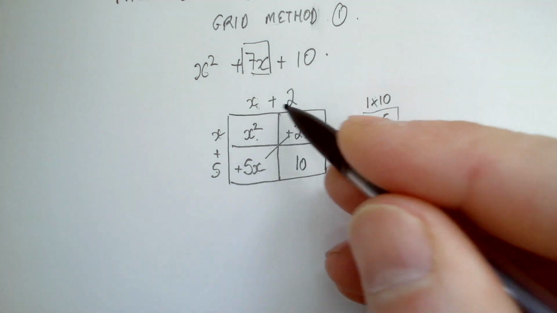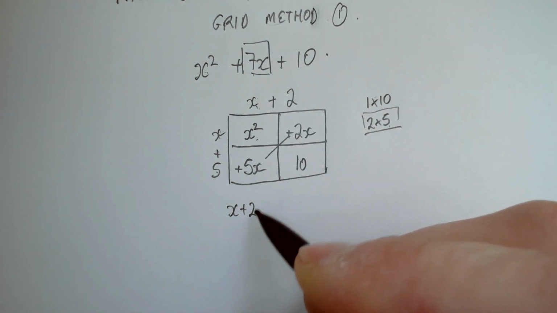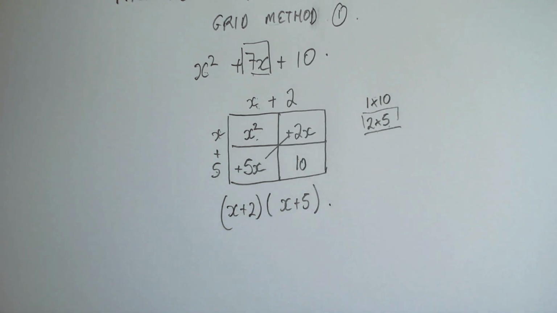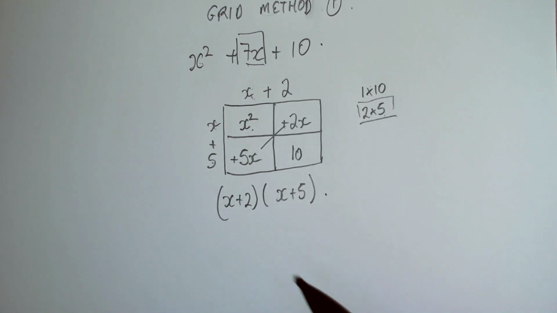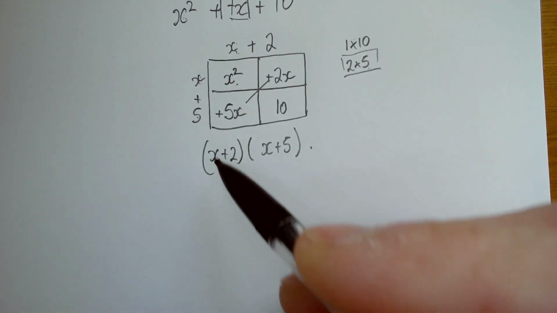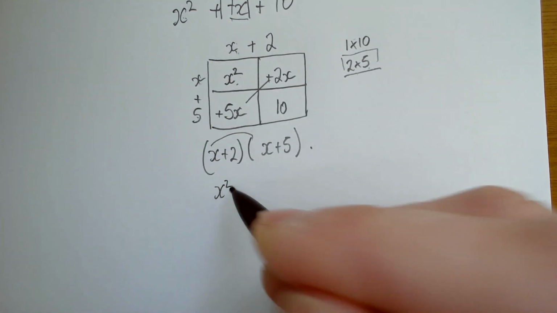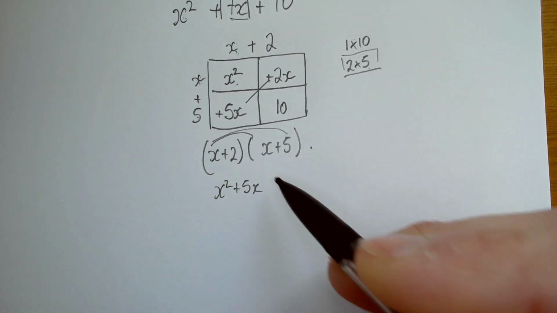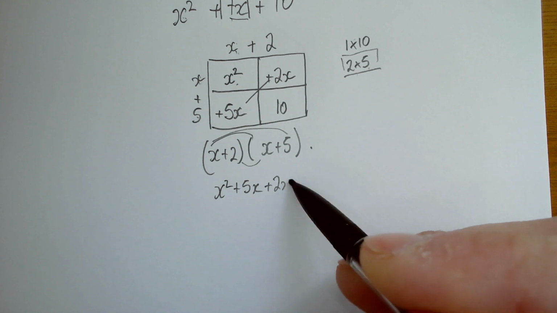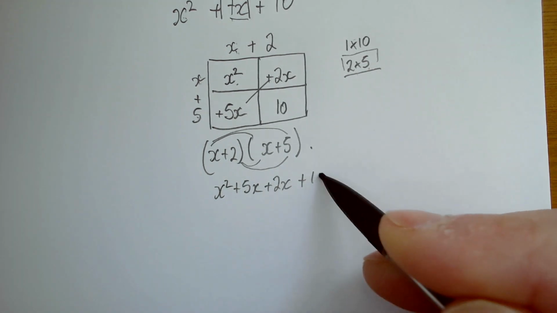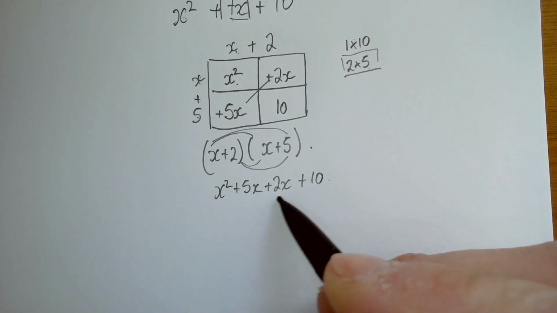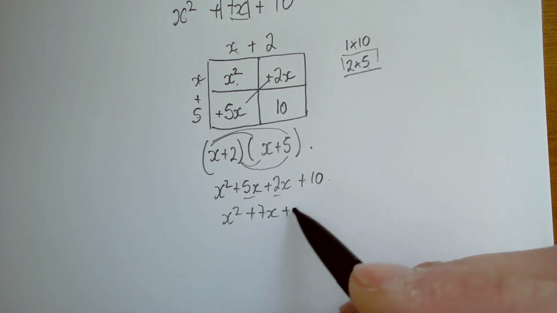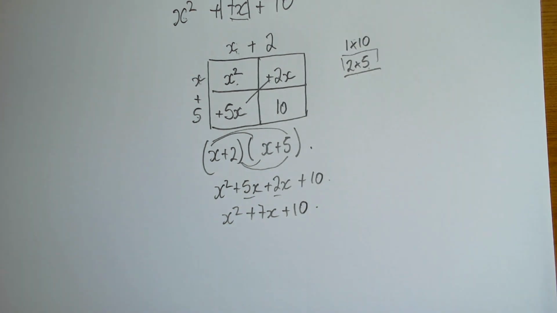So what are our factors? Well, our factors are x plus 2 and x plus 5. And how can we be sure? Well, let's just for this example multiply these out. So x times x is x squared. x times 5 is plus 5x. 2 times x is plus 2x. And 2 times 5 is plus 10. And when we simplify that, grouping the like terms, we have x squared plus 7x plus 10, and that's just what we started off with.